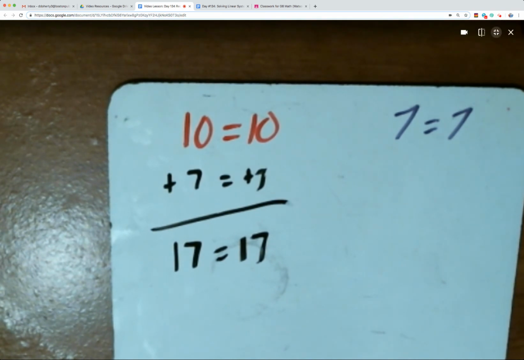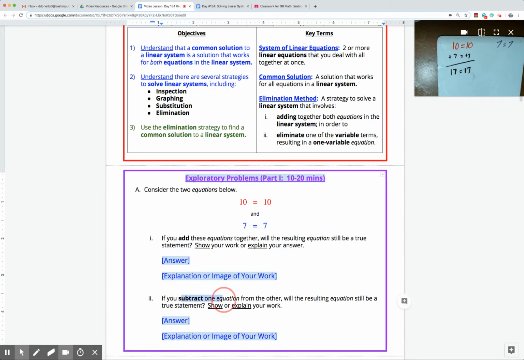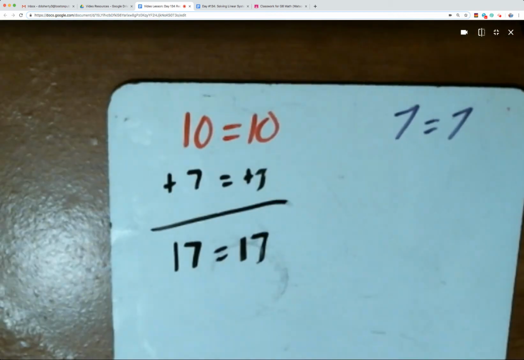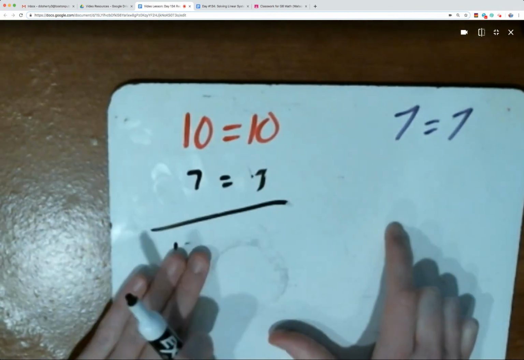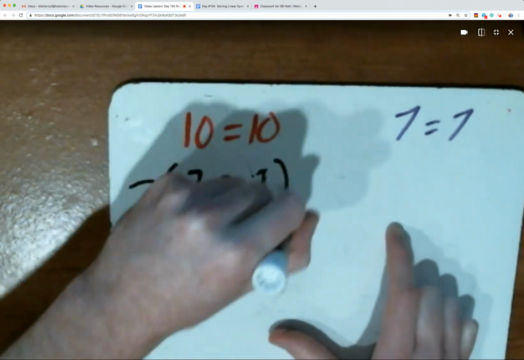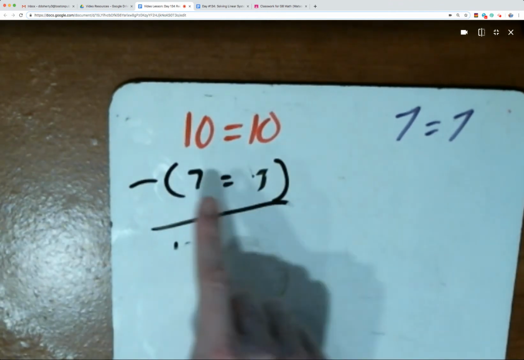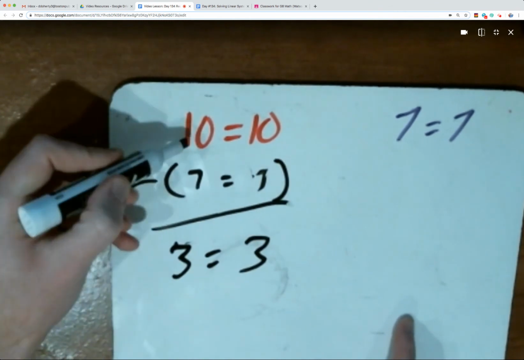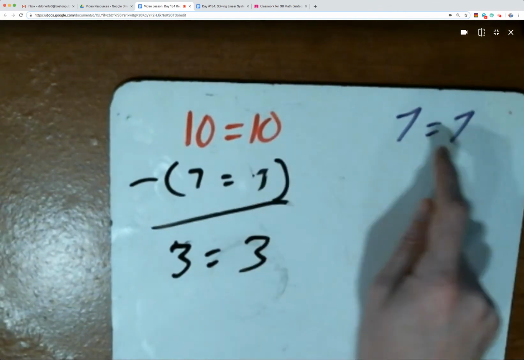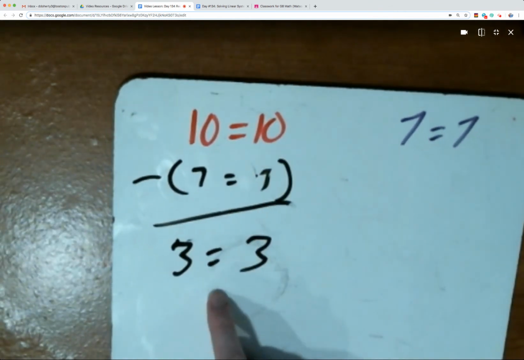To keep things moving, we were also asked for part 2, if you were to subtract one equation from the other, would the resulting equation still be a true statement? So instead, we'll full screen this whiteboard here again. If we had instead subtracted these equations from each other, if we had subtracted the blue equation from that red equation, each side would now say 3, because each side would say 10 minus 7. We see if we subtract 2 equations from each other, the resulting equation is also a true statement.